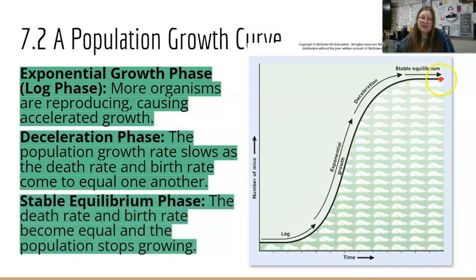And then at the end, we get to the stable equilibrium phase. The death rate and birth rate become equal and the population stops growing. This is an idealistic, really nice, perfect little graph to show what typically happens. When we graph actual numbers, it will look like this, but it's going to be a little messier. Typically, we'll have an overshoot where the deceleration goes a little further and then it dips back down to meet stable equilibrium. But this is the idea behind it.